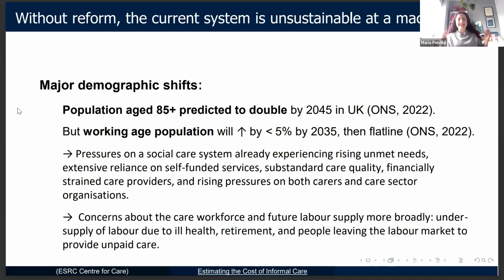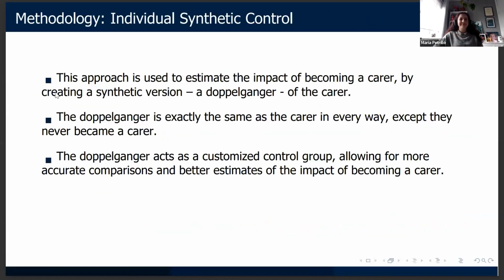So this is a summary of the motivation that pushed us to try to answer this research question: is there an unpaid caregiving income penalty? In order to do so, we developed this new methodology called the individual synthetic control approach.